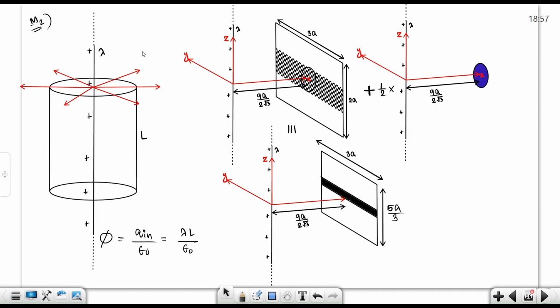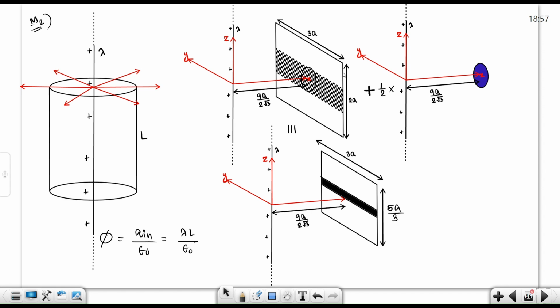Now all of you know that if I take a Gaussian surface like this around this infinitely long wire, then the flux through this cylindrical surface will be q inside upon epsilon naught, and q inside is simply linear charge density into the length of the cylinder, so that is lambda L upon epsilon naught. So the flux through this cylindrical Gaussian surface is lambda L upon epsilon naught. Now here I will break this problem into two parts, the flux through this plus half of the flux through this.